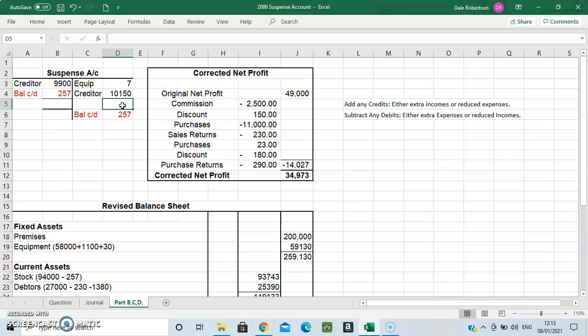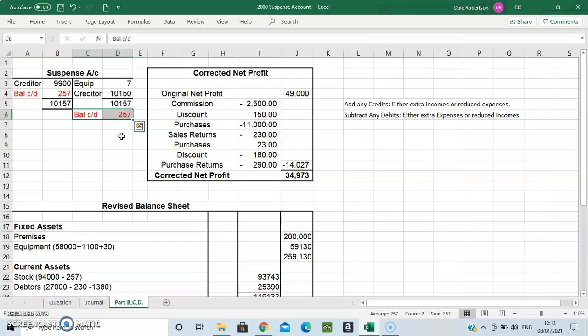So what's the biggest side? The biggest side is 10,157. Put that on both sides. And then you take away the 9,900 and you're going to get a balance of 257, which is above the lines on the smaller side. And you bring that down below the lines on the larger side. And that tells you that the suspense figure is a credit balance of 257.